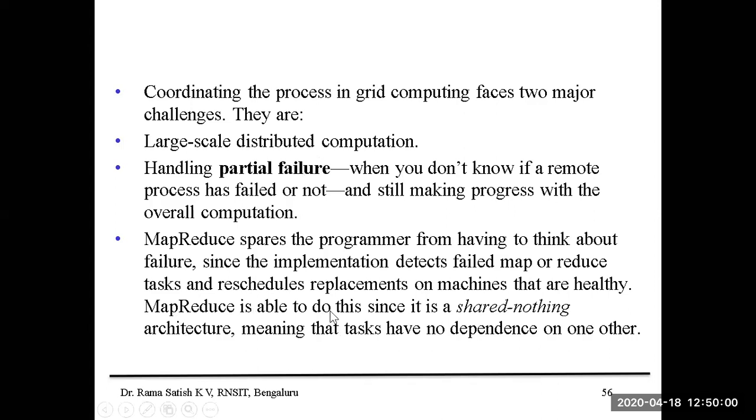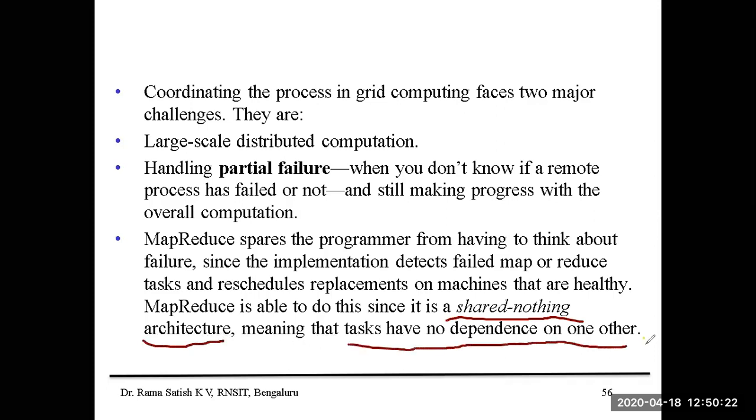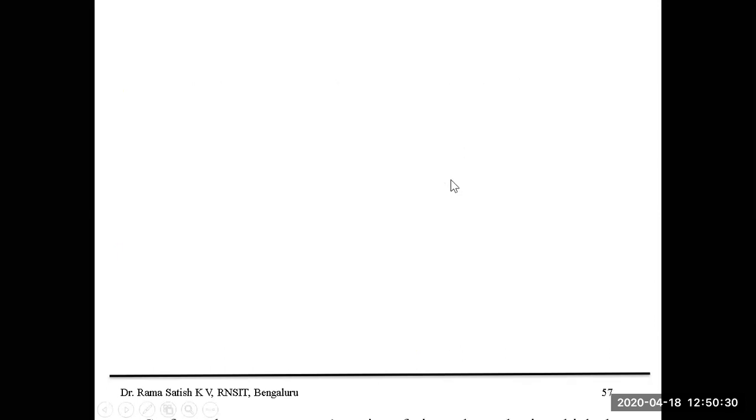So that is how exactly MapReduce handles failures. And a very important thing that you should note is that the architecture itself is a shared nothing architecture. That means no task is dependent on each other. That is one very important thing that you should understand.